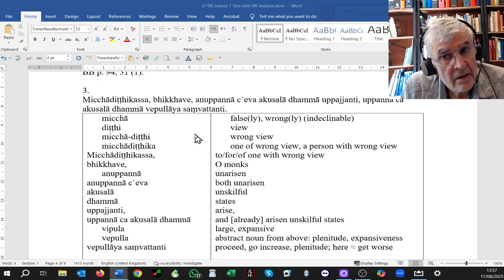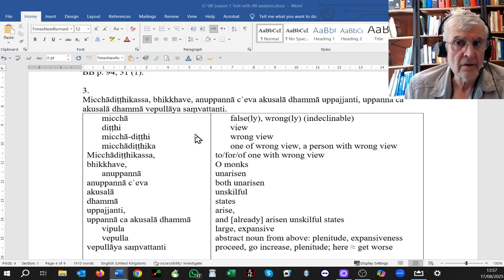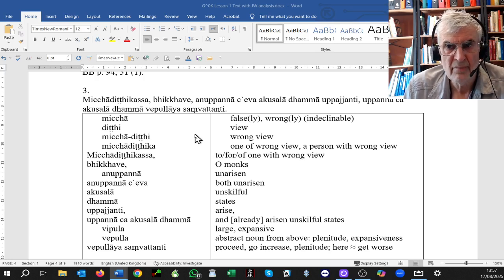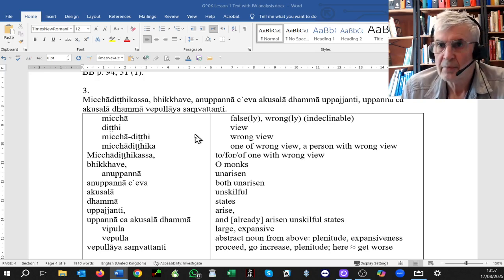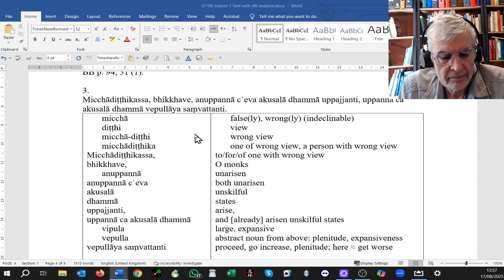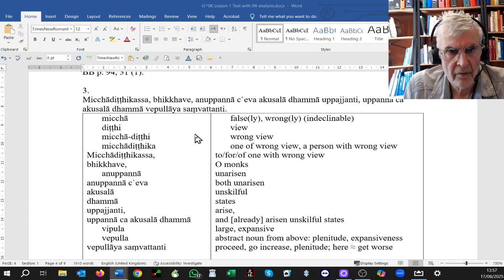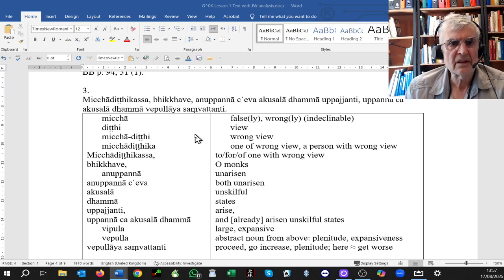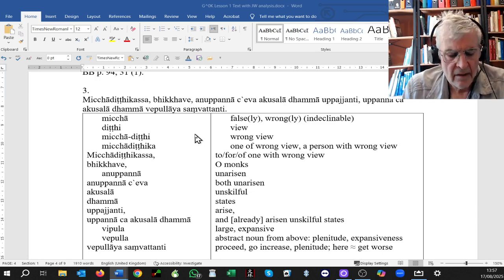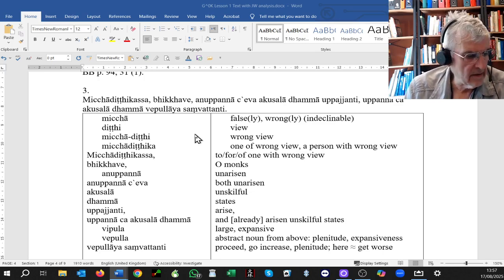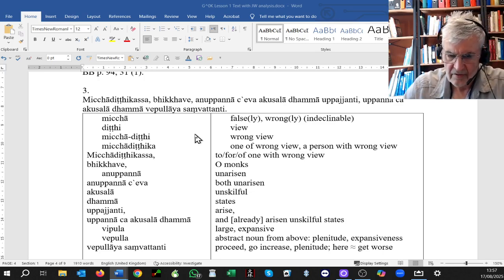Micchā appears to be cognate with our English prefix mis, meaning falsely or wrongly, as in misunderstanding, misappropriation, misconduct. So it's a misview, a wrong view. So that's micchādiṭṭhi. Diṭṭhi, from the root dṛś, meaning to see. So it's dṛṣṭi in Sanskrit. I'll give it to you in both Sanskrit and Pali.